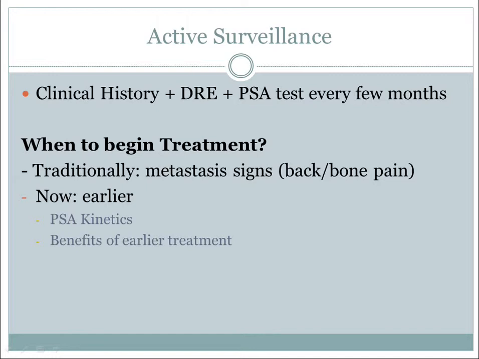The threshold for treatment traditionally used to be when signs of advanced cancer began to arise. So signs such as back and bone pain would be an indicator that you should begin treatment. Nowadays, there's a lot more asymptomatic patients being treated due to the advent of tools such as PSA kinetics, as well as research showing the benefits of earlier treatment.